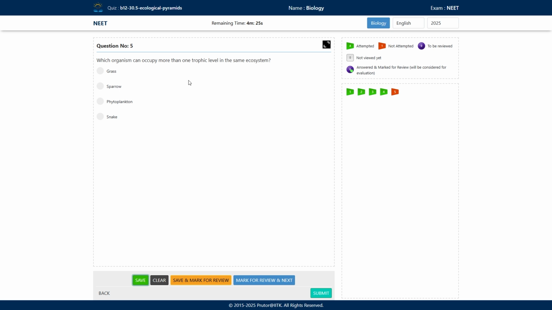Next one, which organism can occupy more than one trophic level in the same ecosystem? So options are grass, sparrow, phytoplankton, or snake. What will be the correct answer? Option number B, sparrow is the correct answer. So sparrow can occupy more than one trophic level. If the sparrow is eating seeds, then it becomes the primary consumer. If the sparrow is eating insects, then it can become secondary consumer. So you can see the sparrow can occupy multiple trophic levels. Same for humans as well. Basically, omnivores can occupy multiple trophic levels.